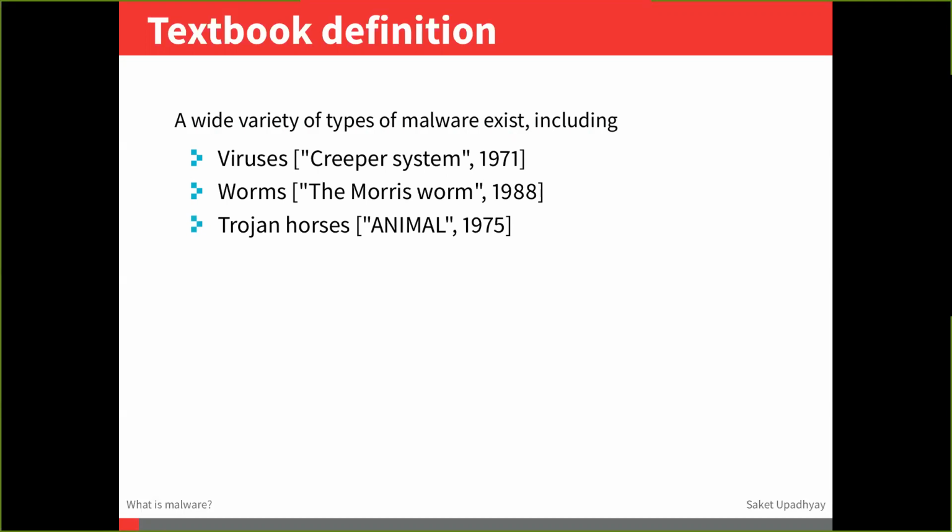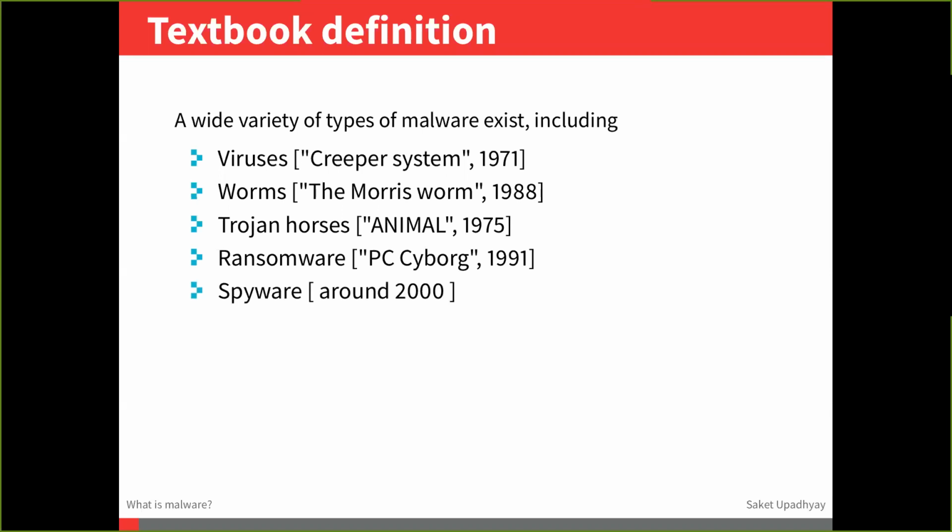Then we have Trojan horses, applications which seem to be something else, but they are something else inside. They seem to be harmless, but they are harmful applications inside. The first incident of a Trojan horse was the Animal Trojan horse in 1975, and so on. We have ransomware, and the WannaCry ransomware is a great example of how ransomware works. Then we have spyware, the software which spies on you and will not alter your actual workflow, but it will spy on you and send data to the CNC, the command and control center.